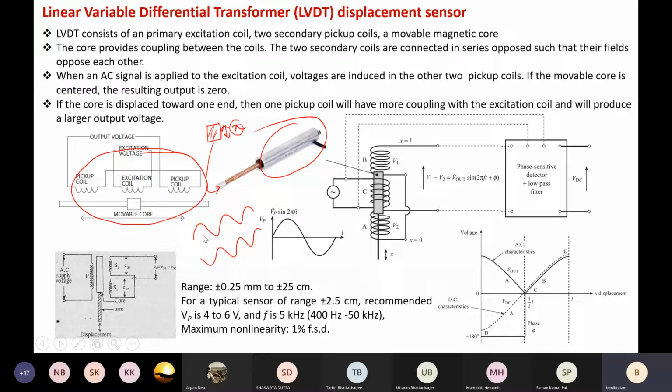So what is the difference? If the core is moved plus x to the upside, then suppose the output waveform is like this. If it is moved the same x amount in the lower side, then the output will be like this. So what is the difference between these two signals? What is the difference? Phase difference. 180-degree phase difference.